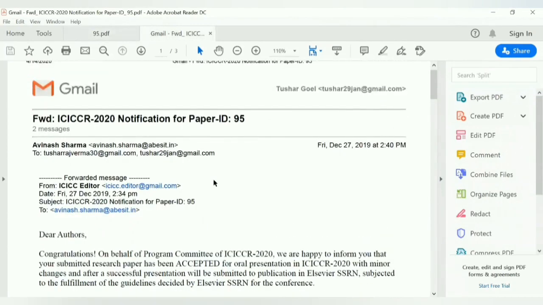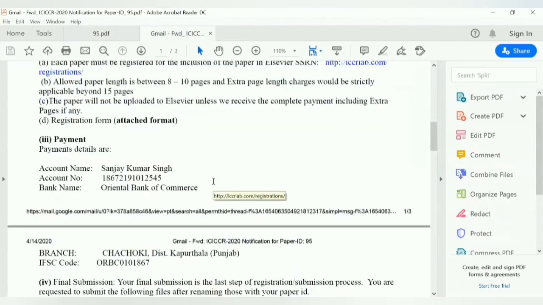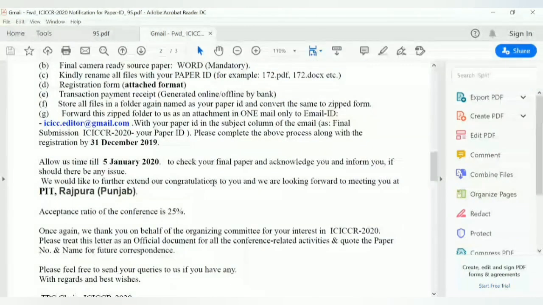Now coming towards the research paper publication. Our research paper is published in ICCR 2020, International Conference. And we have presented our work at Punjab Institute of Technology, Rajpura on 25th January 2020.